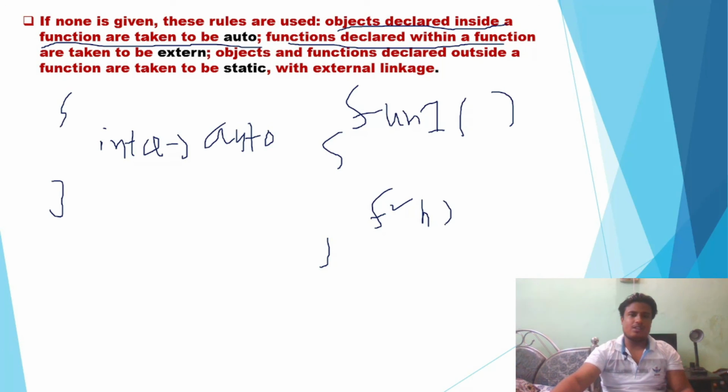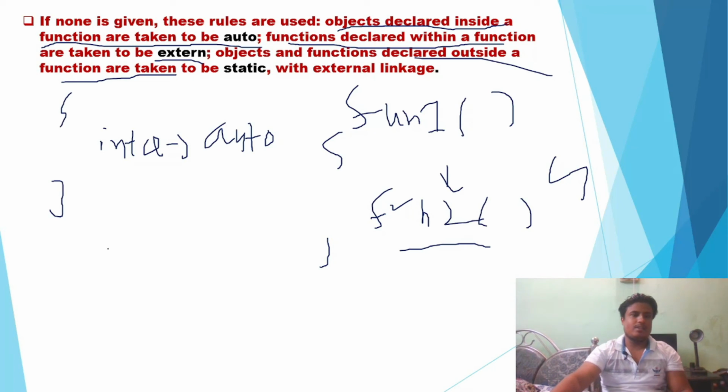This function will consider that a global variable is extern. Remember this: these are always global, so their scope is the entire program. A function declared this way is always treated as global or extern. So objects and functions that are declared outside a function are taken as static.